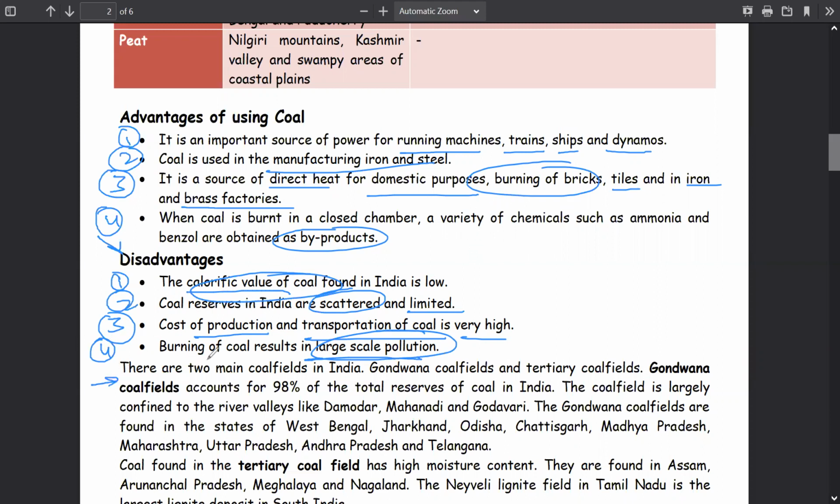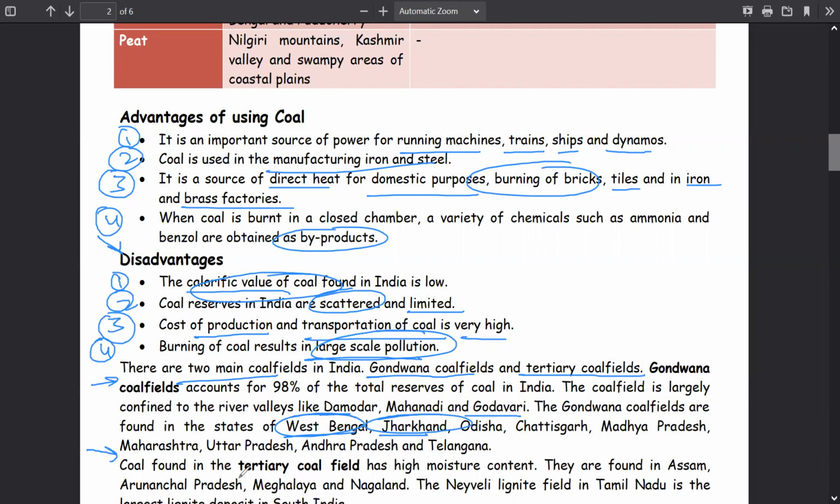Okay, now let's look at some additional features and characteristics of coal. So there are two main coal fields in India. There are Gondwana coalfields and tertiary coalfields. So basically, the coalfield is largely confined to river valleys like Damodar, Mahanadi, and Godavari. The Gondwana coalfields are found in the states of West Bengal and Jharkhand. Only remember the first two states.